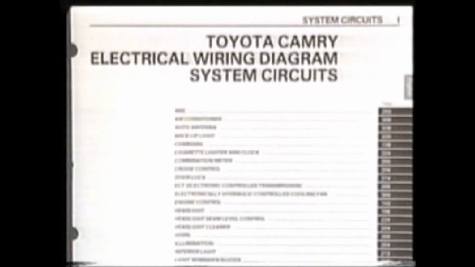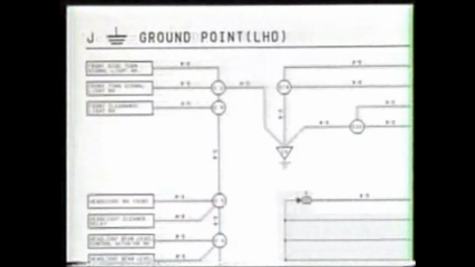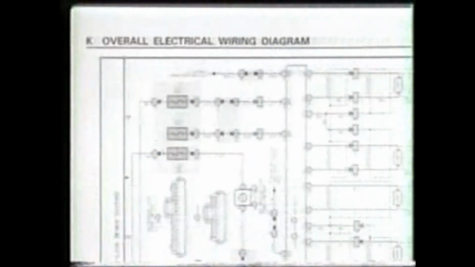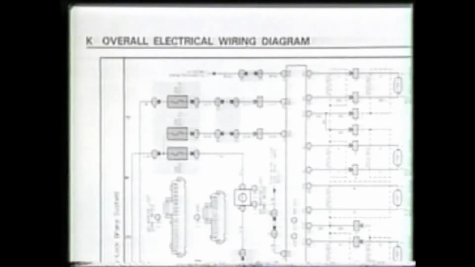Next are the various system circuits. Since we will look at these in detail later on, let's go on to the next section. The section on the grounding points also shows all ground wires, so you can see at a glance which systems share the same grounding. Finally, there is the overall electrical wiring diagram. With this, it is possible to see the connections from the power sources to the actuators and sensors for each system.